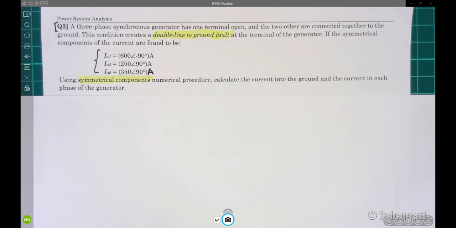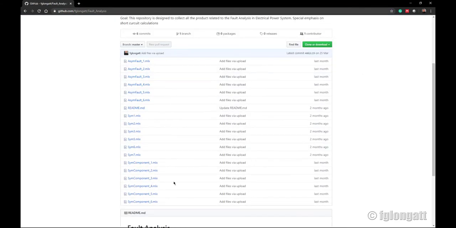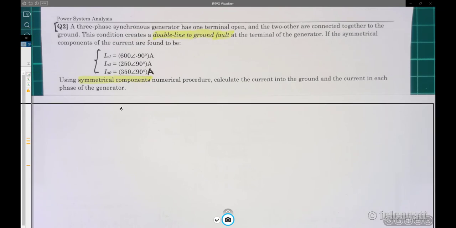What I will do here is something very basic. This is my GitHub repository. Some of my students are not familiar with GitHub, but here there is a folder, and you can go to the repository related to faults. Here you can find the MATLAB live script for the asymmetrical faults, the symmetrical faults, and the symmetrical components. Now let me open the one related to this specific class. I already downloaded it, and it's open here for my students.